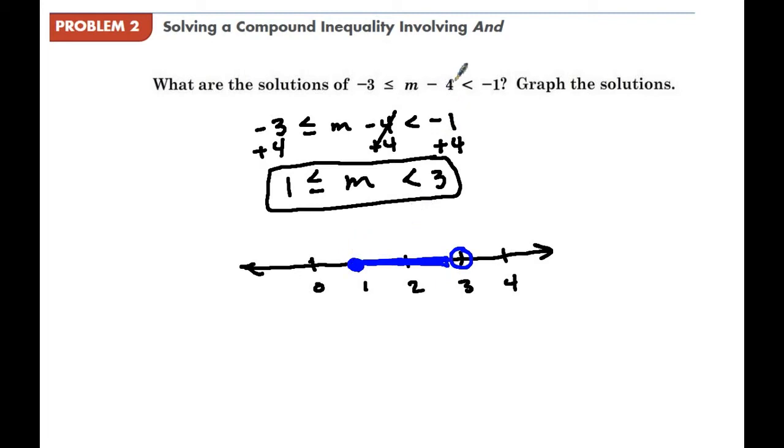Whenever you have something in between here in the middle, you're going to apply the same rules. I want to get rid of the 4 to solve for m. So I add 4, I use the opposite. Instead of subtracting, we add on both sides, and then we end up with our solution. That's how easy these are. Let's move on to the next problem.